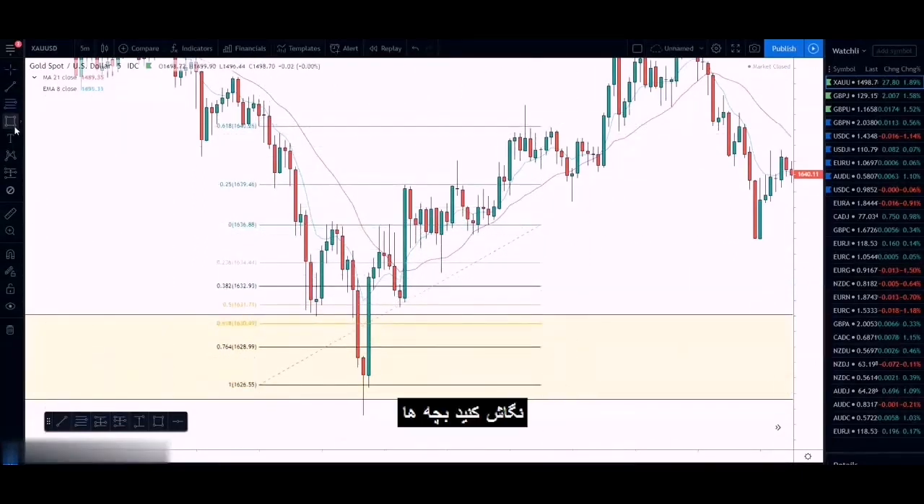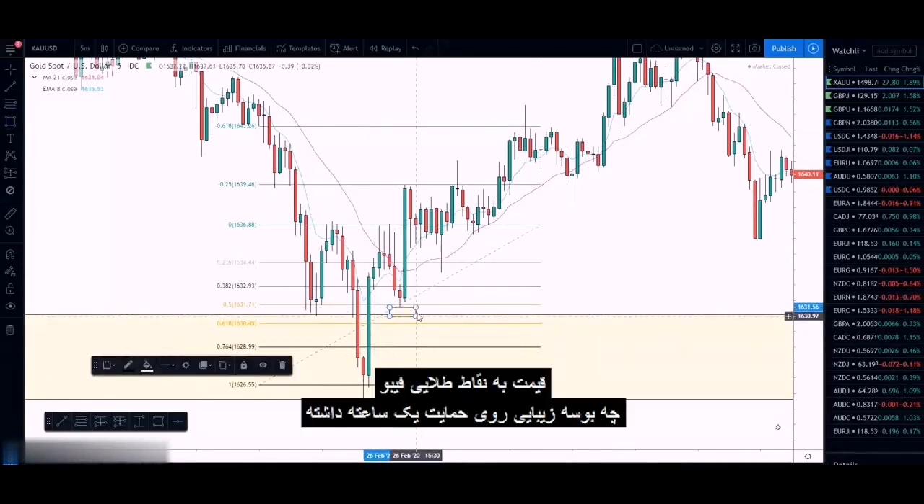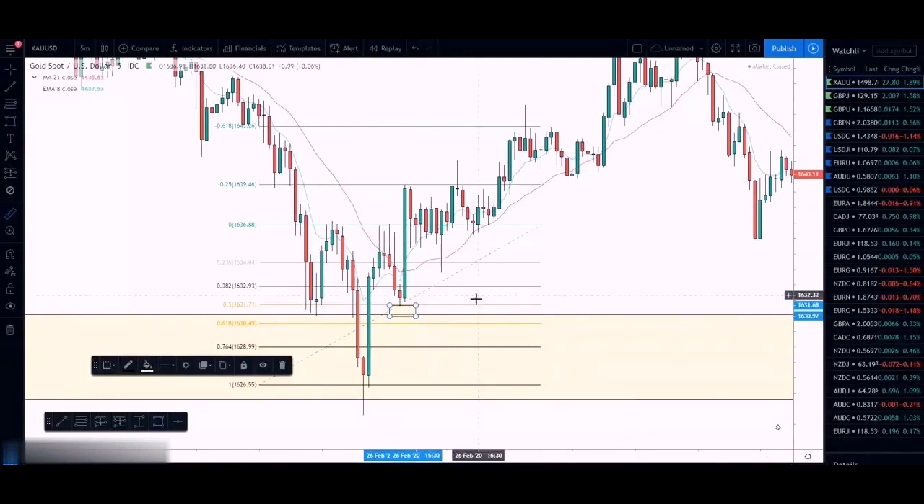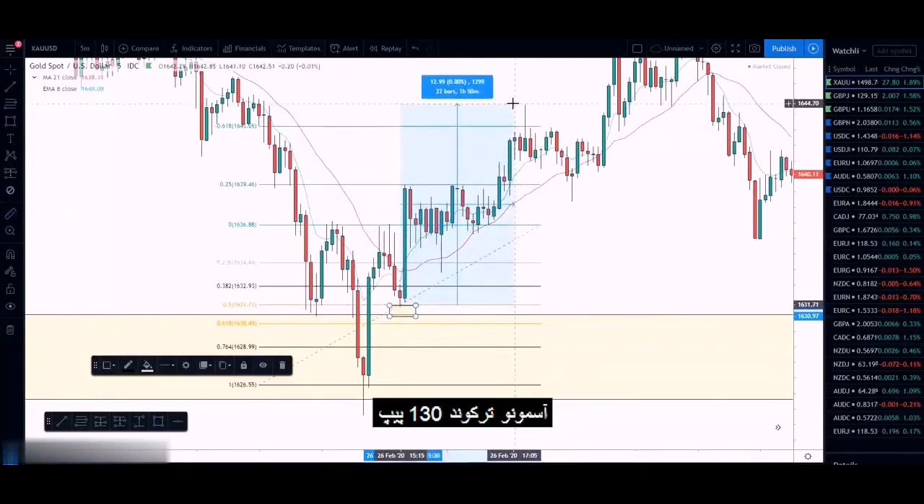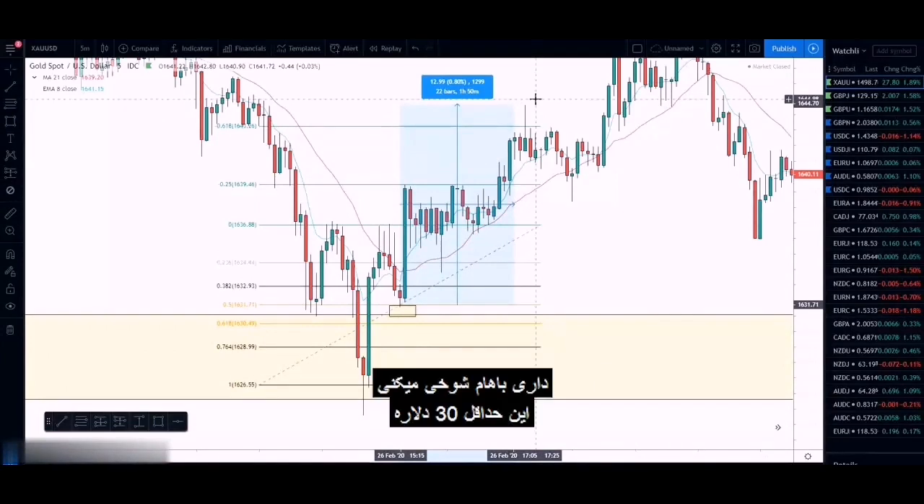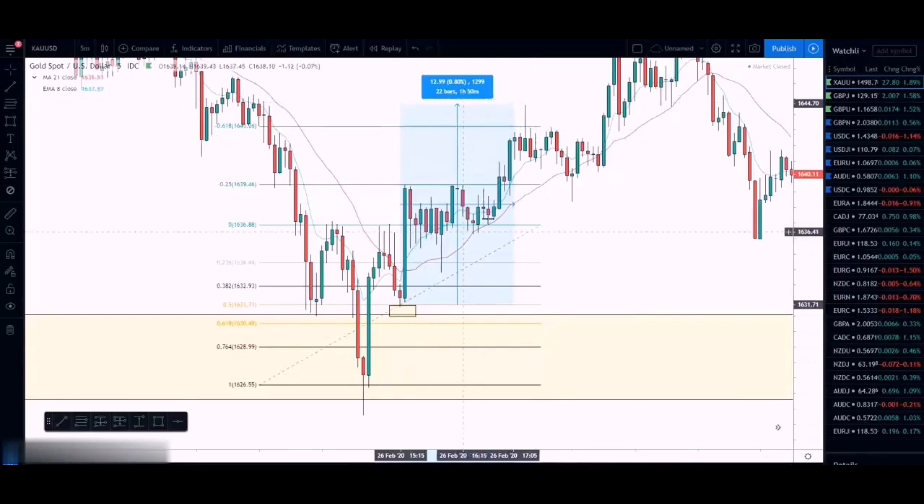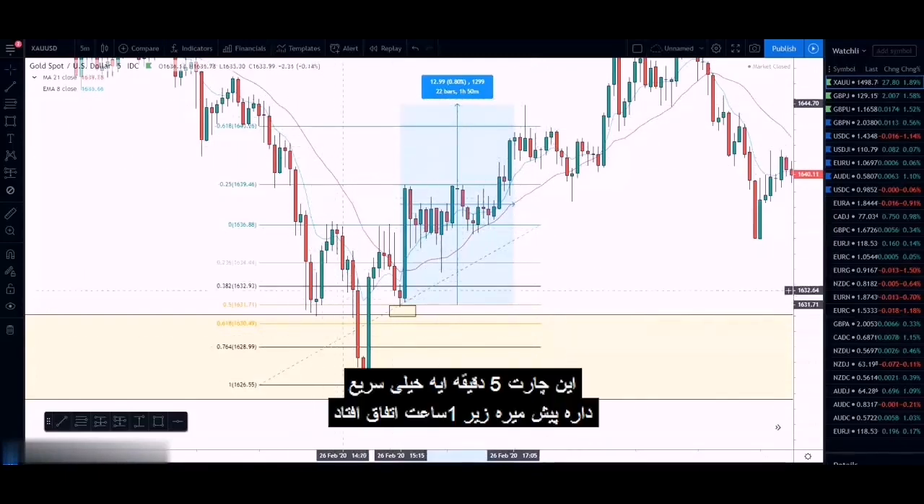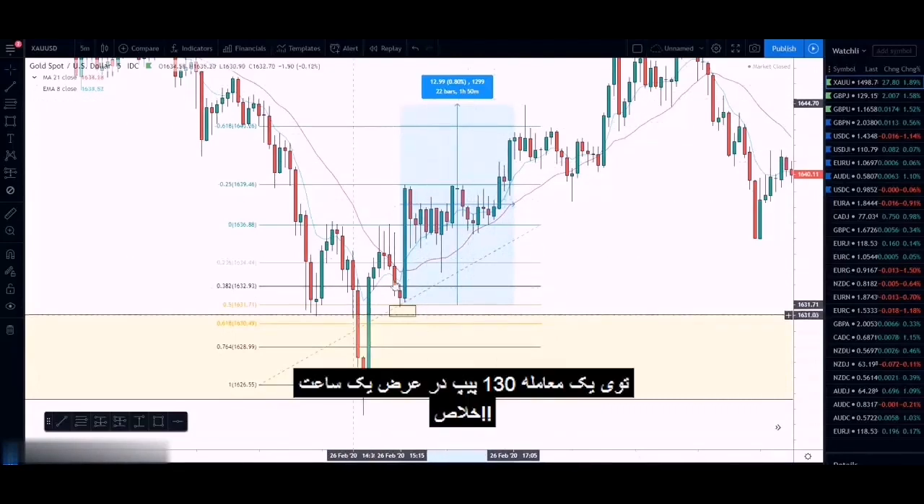Look at that, guys. Gold zone being kissed off of a 1 hour support. Boom. Skyrocketed. 130 pips. Are you kidding me? That's a minimum of $13. This is the 5-minute chart. This is happening fast. Within an hour this happened. An hour and 50 minutes and this is done. 130 pips in one trade.